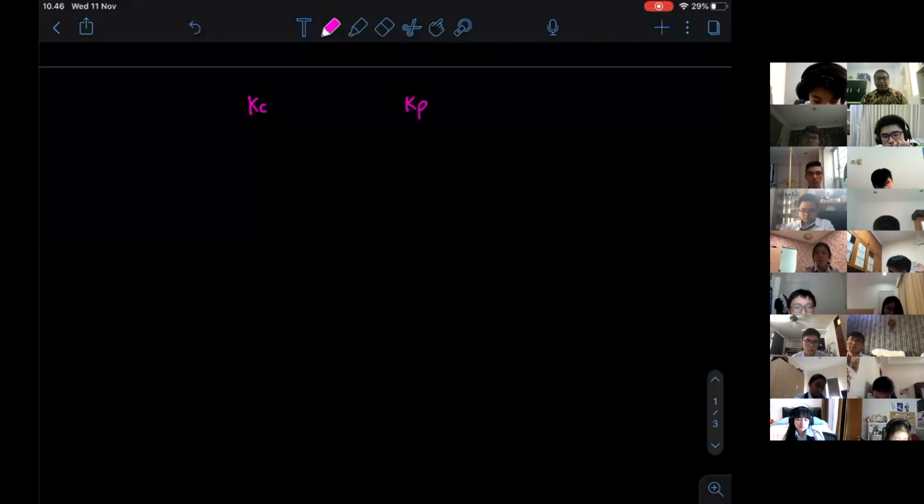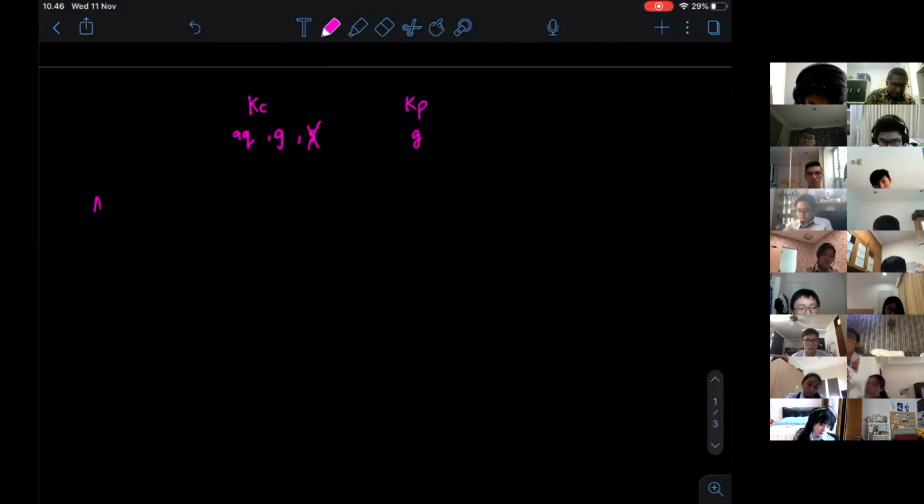Kc and Kp are called equilibrium constants. Kc is more suitable to measure for aqueous, and it can also be used for gas. We will not include solid, do remember. The concentration of solid is constant, so we are not going to include solid. But Kp is only for gas. Please take note, only for gas.